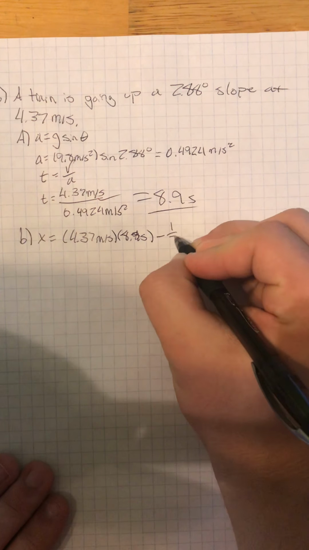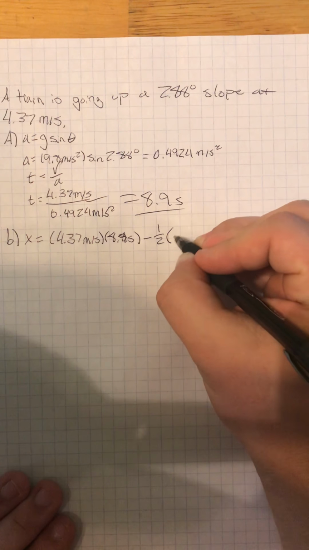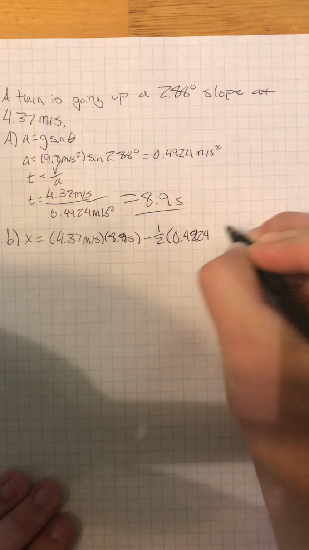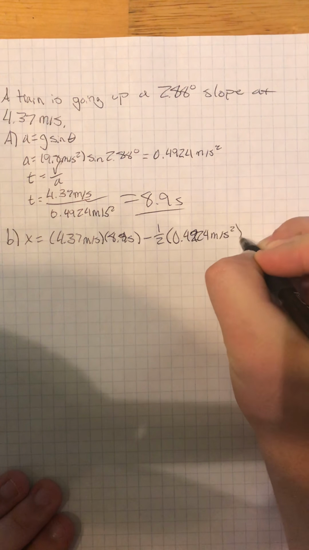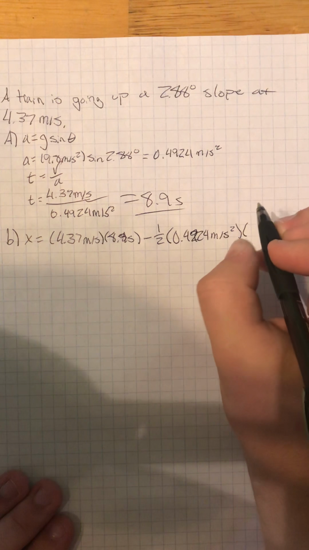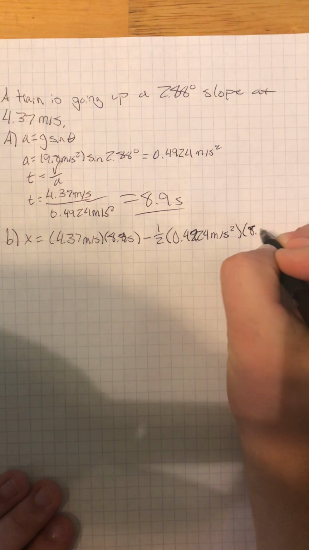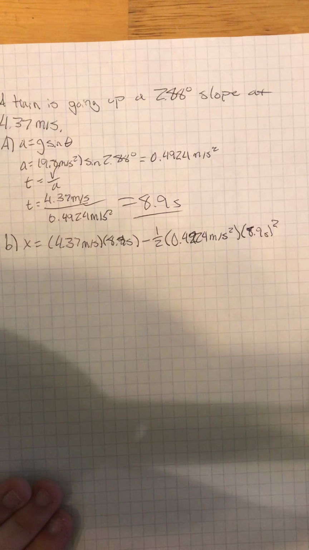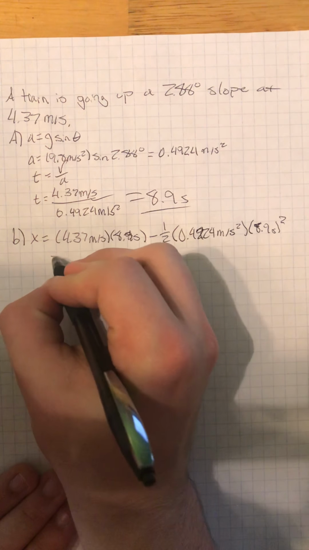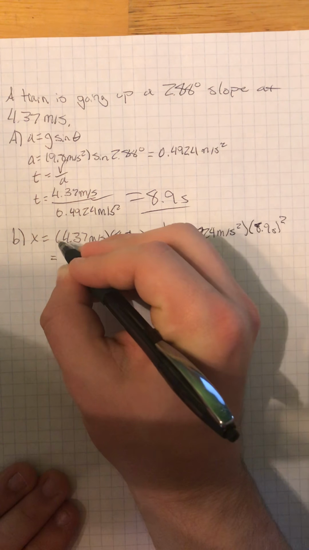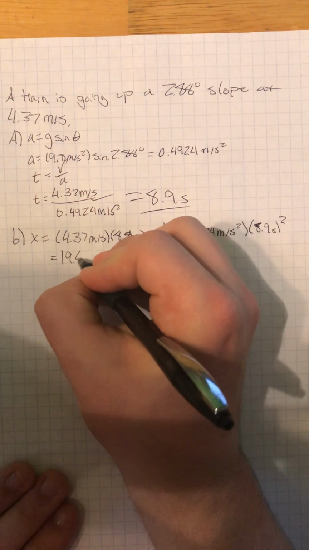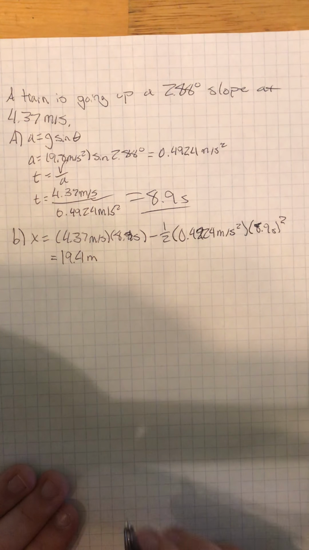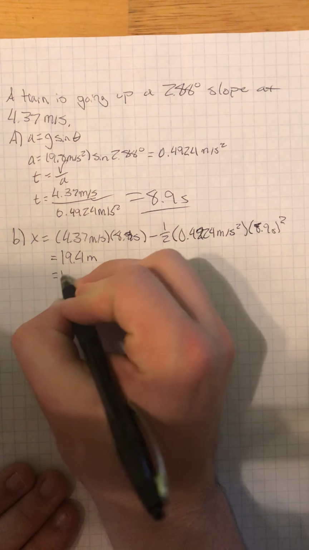minus 1/2 times the acceleration, which is 0.4924 meters per second squared, times the time, 8.9 seconds squared. So you have to solve all this, and once you solve through, you get something like 19.4 meters. Although it asks you to express your answer using two significant figures, so just 19 meters.